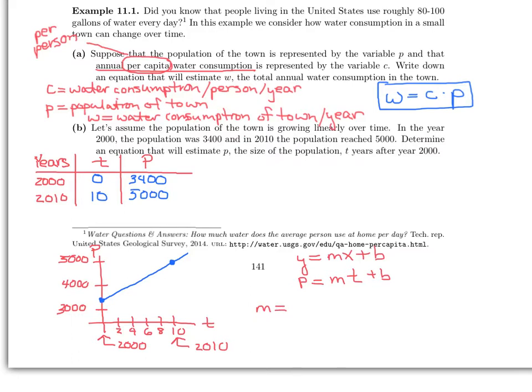M is going to be the change in the output divided by the change in the input. Well, the change in output, that's the change in population. The change in input, that's the change in time. We can calculate these two changes by going back up to our table here. We can see that from the year 2000 to the year 2010, the population grew by 1,600. So that is the change in P, 1,600 people.